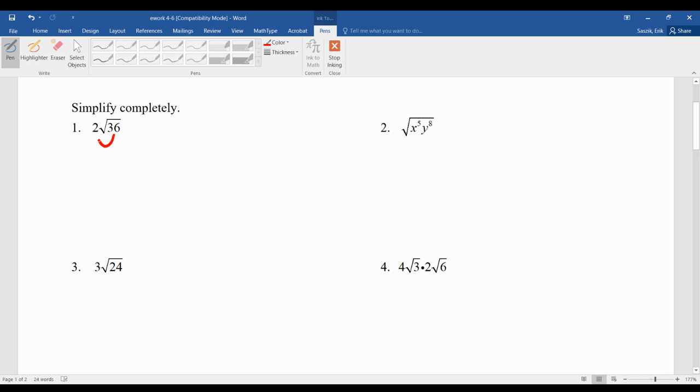Square root of 36 is just plain old 6. Turns that 2 into a 12, and you're actually done with this problem. You just have an answer of 12. There's no root.